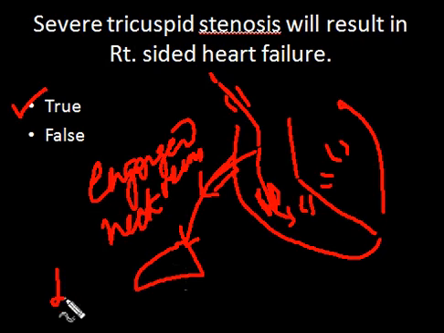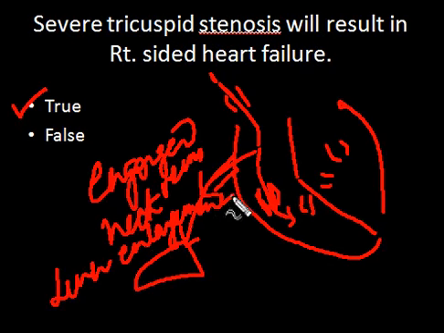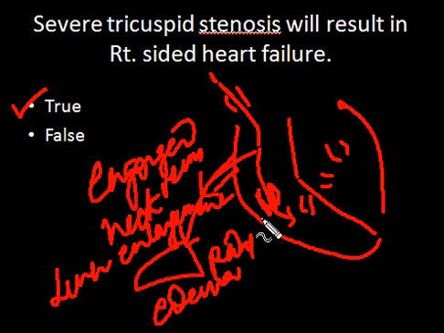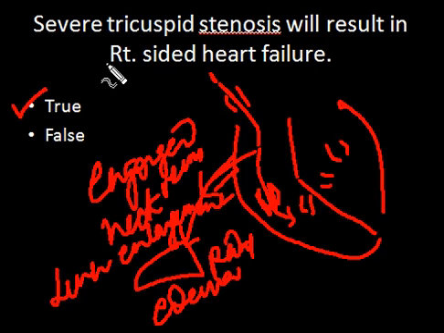So there is engorgement of the liver, the liver is enlarged, and it feels tender. The blood from the lower limbs cannot go up, so then you get edema in the lower limbs, or what is known as pedal edema. So all of this you can see is on the right side, so there's a problem on the right side. So yes, it will cause right-sided heart failure. Whenever there's a valvular problem on the right side, if it is tricuspid or even pulmonary stenosis, the same thing would happen. So imagine if the question had said pulmonary stenosis, the same thing would happen.